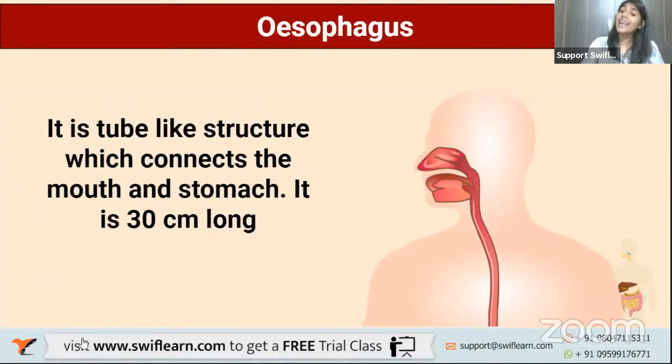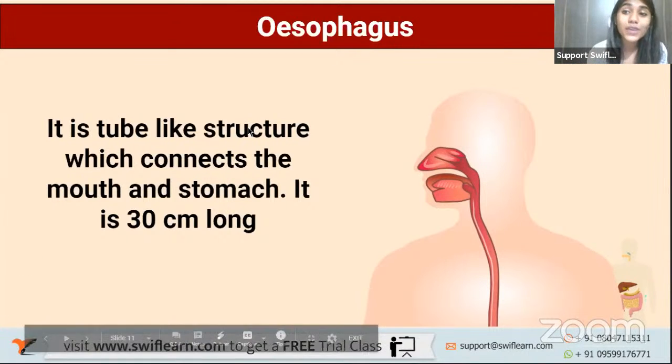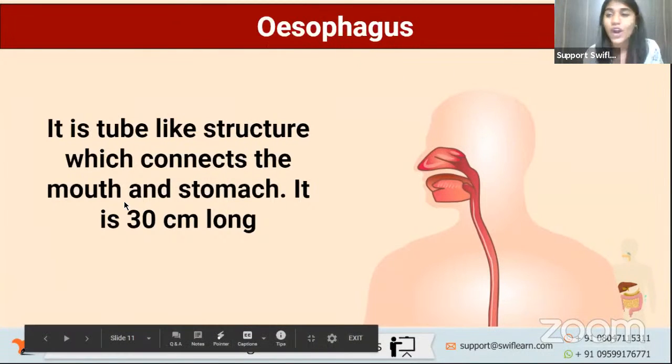Now coming to the next part of the digestive system. After your buccal cavity, under which you have teeth, tongue, and saliva, the next part is your food pipe. The food pipe is also called the esophagus. There's a small difference between how you pronounce it and how you write the spelling. Make sure that you write the spelling correctly. It is not how you pronounce it.